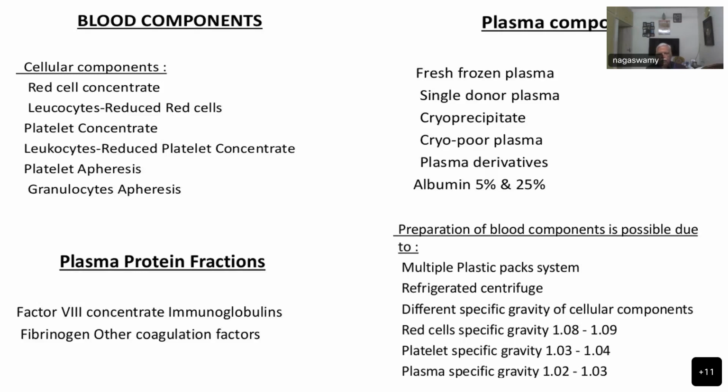So we have a multiple plastic bag system. There is a refrigerated centrifuge available, machines are available, and because each cell has a different specific gravity, when you spin them, they settle down at various speeds. So light spin, fast spin is the method by which we separate them. Red cell specific gravity is 1.08 to 1.9. Platelets are slightly less than that, and plasma is still less. Because of the different specific gravity, we are able to separate them.